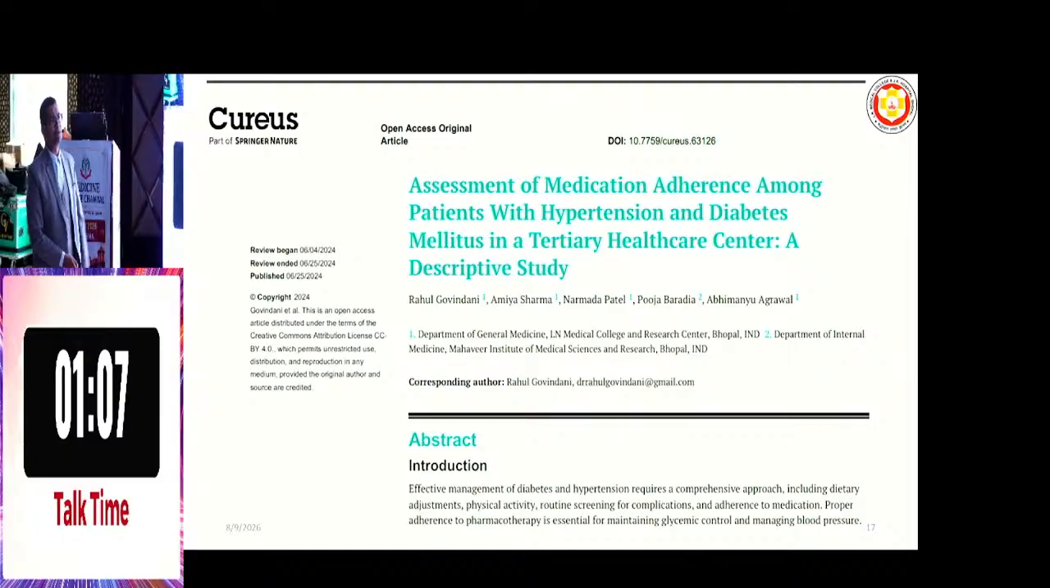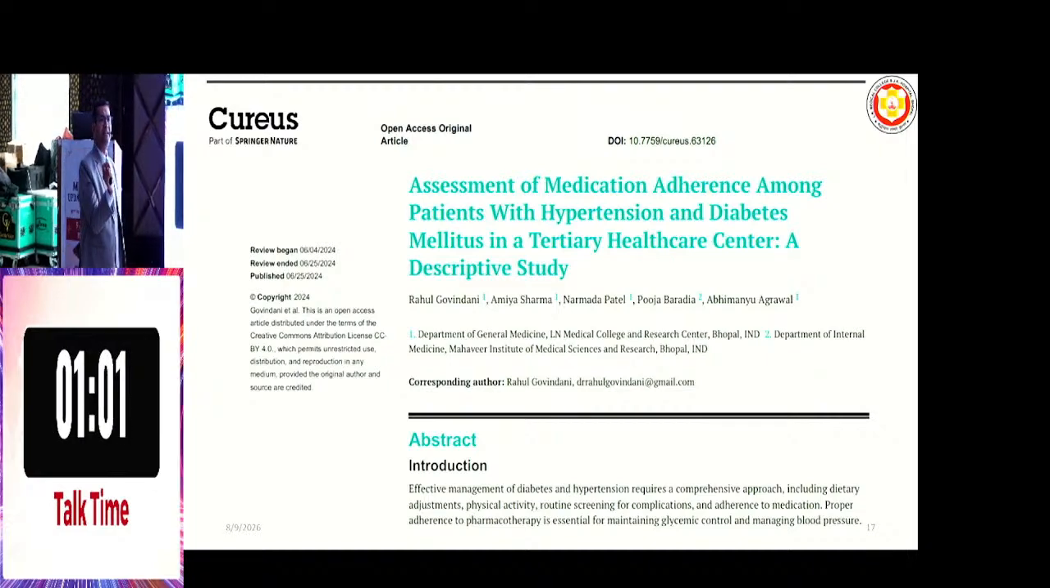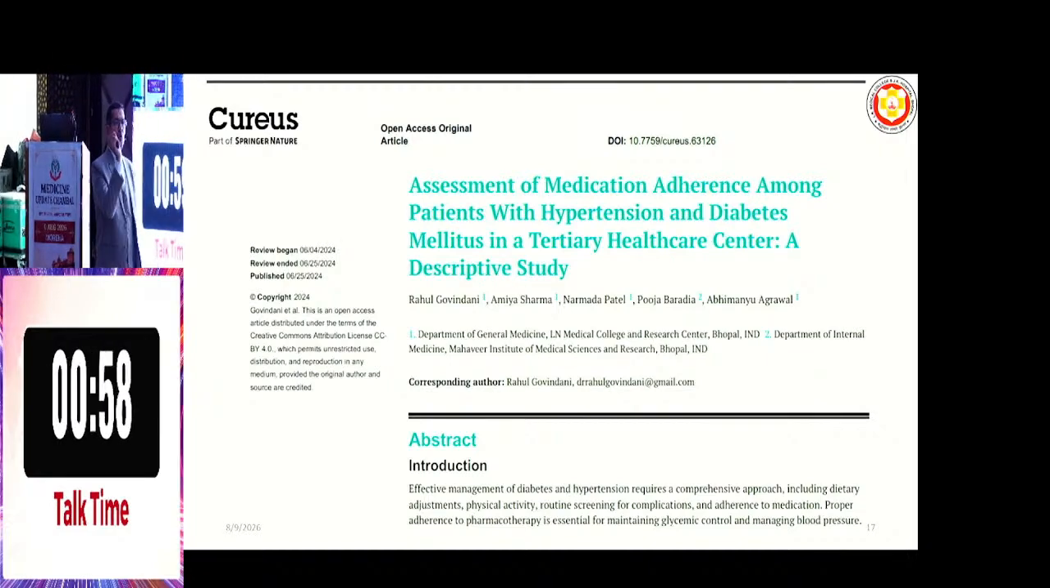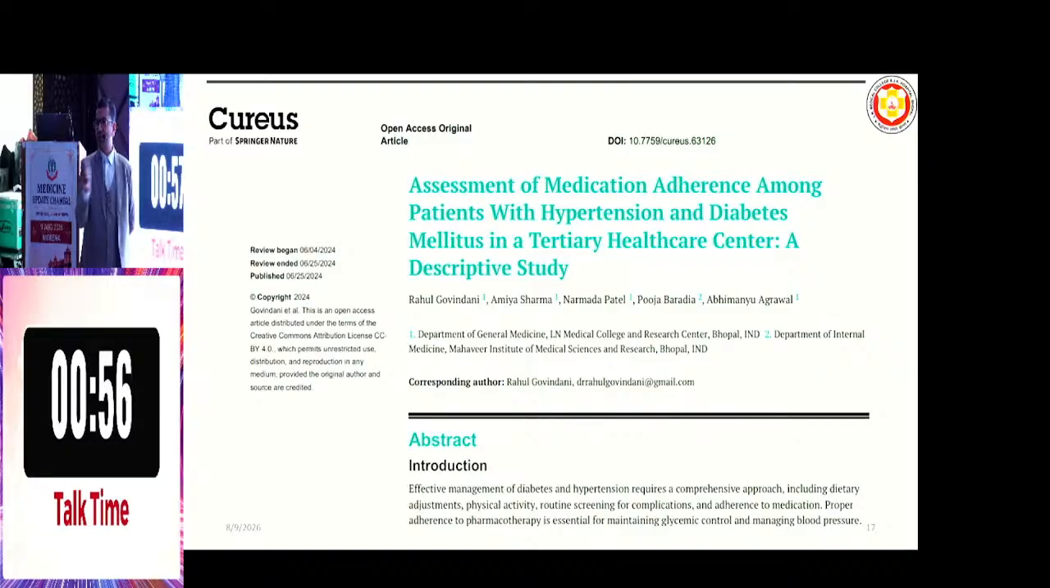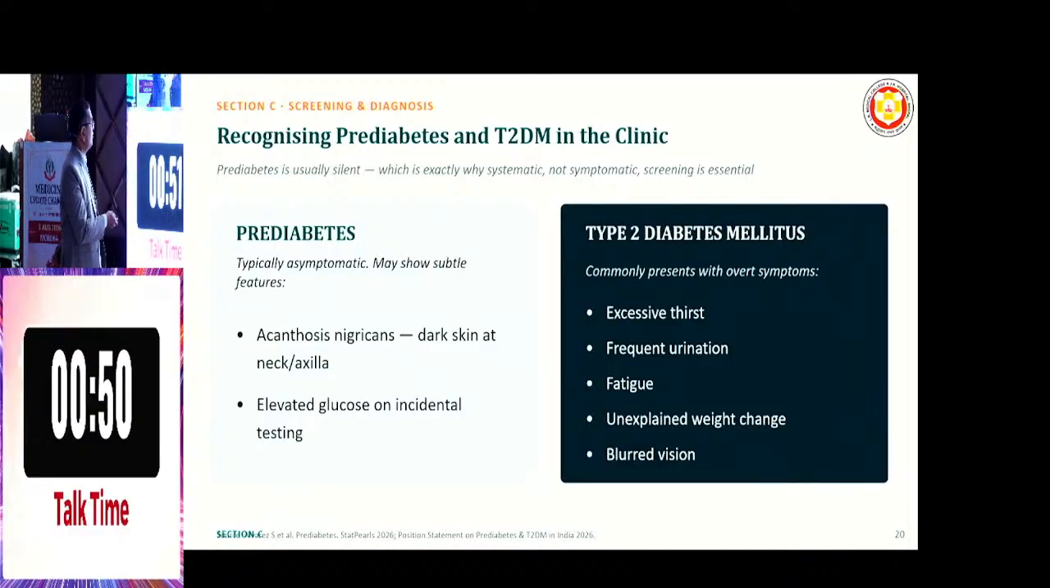हम सब लोगों ने एक स्टडी की थी जो क्यूरियस में पब्लिश हुई थी, जिसमें ये बताया कि डायबिटीज हाइपरटेंशन का जो कॉम्प्लायंस रेट है, it is up to the mark only in 10% of people. This is the study done by our own postgraduate and myself. So this is a fact. And so there has been a change in the policy now.